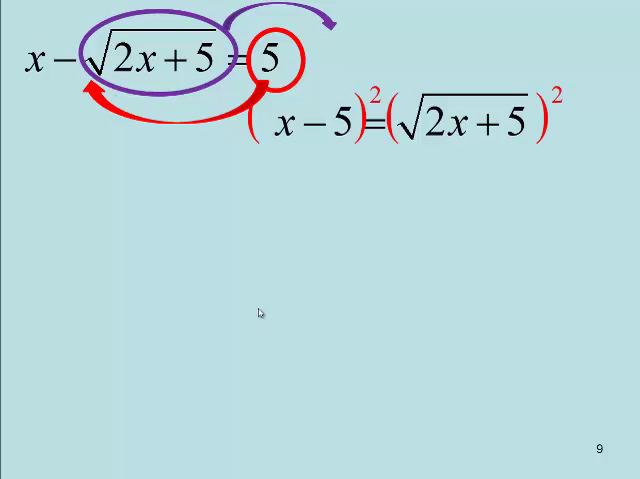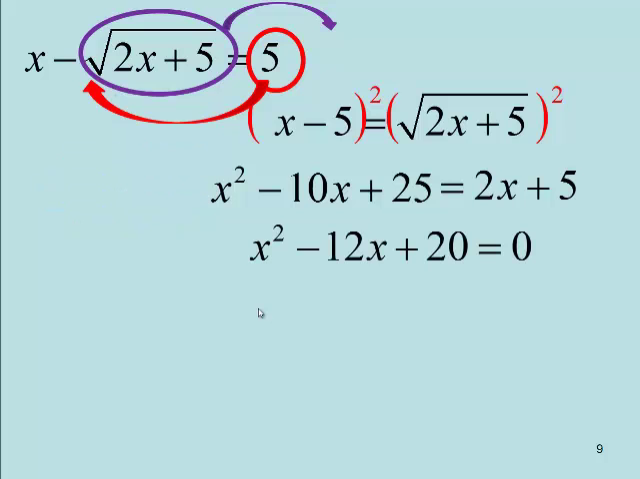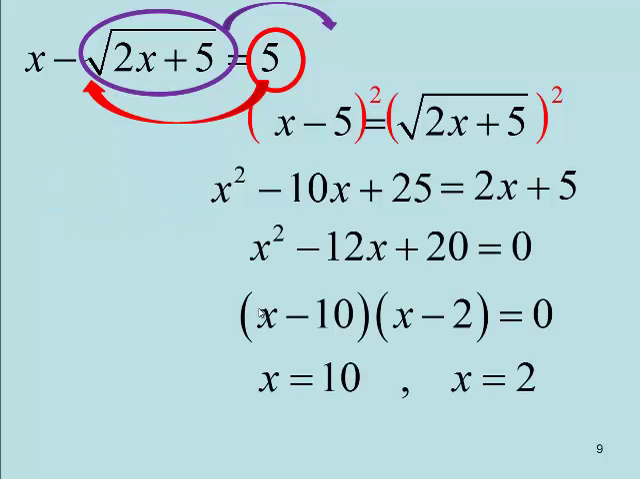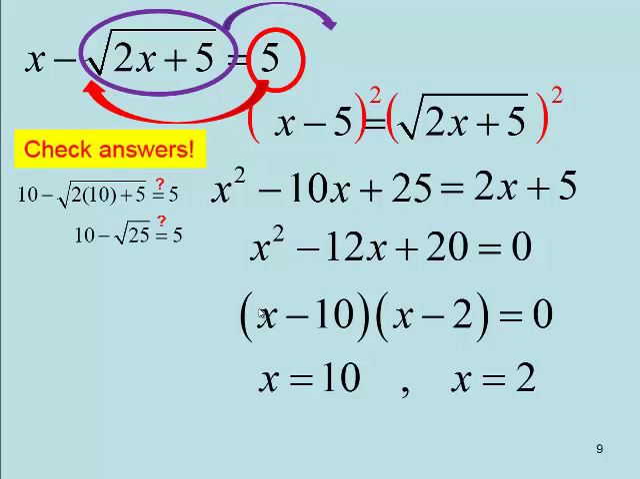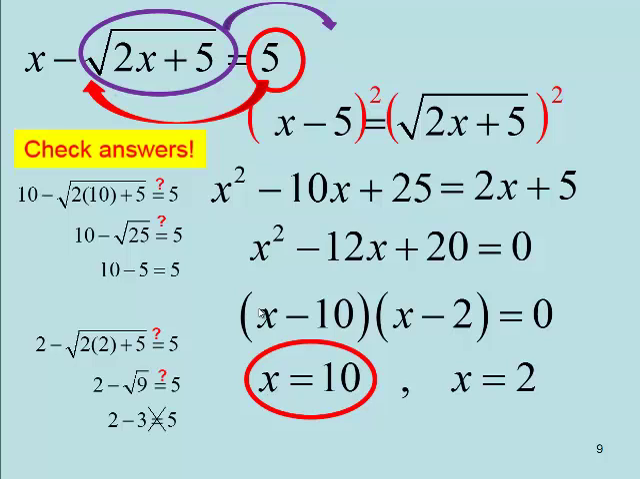Square both sides. Now x minus 5 squared you want to be careful with. We practiced that back in chapter 1. That's x squared minus 10x plus 25. We have a quadratic equation. Get everything together on one side, factor, or use the quadratic formula, and then check your answers. If we check the 10, we see that it works fine. If we check the 2, that does not work. So that's how we solve the radical equation.